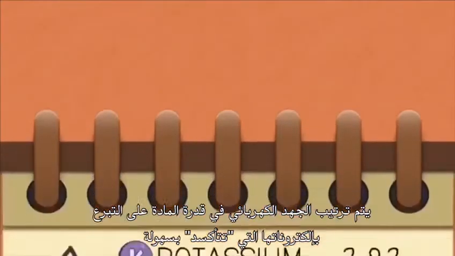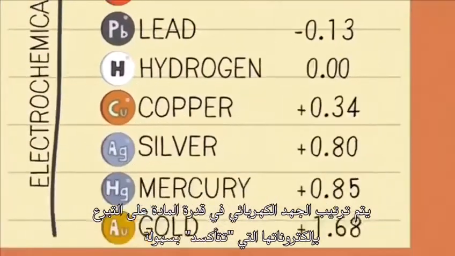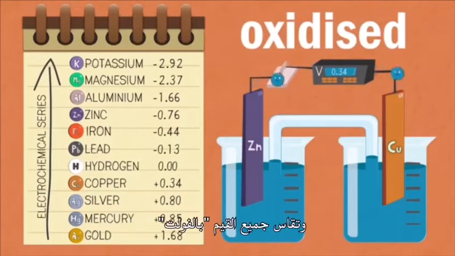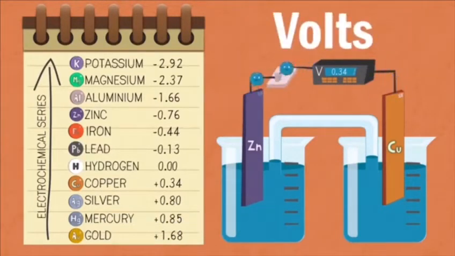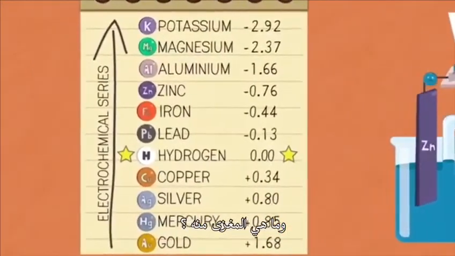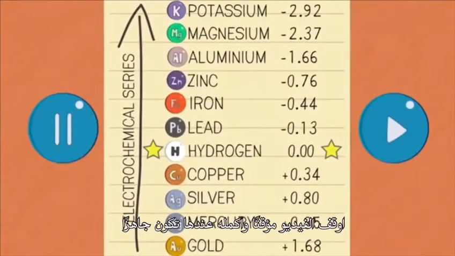The electrode potentials are arranged by the substance's ability to donate its electrons, that is, how easily they are oxidized. All of the values are measured in volts. What do you notice about hydrogen's voltage and what is the significance of this? Pause the video and continue when you are ready.